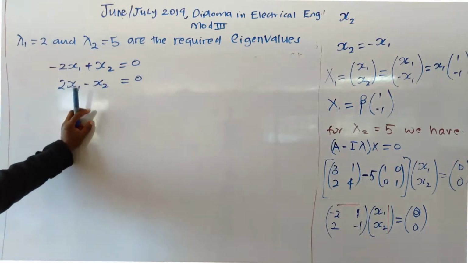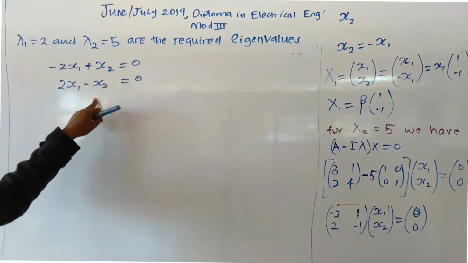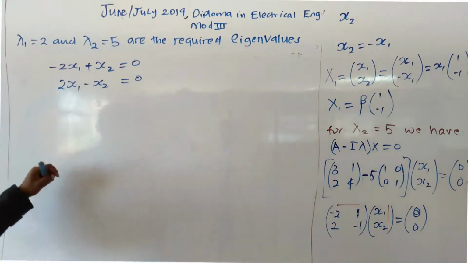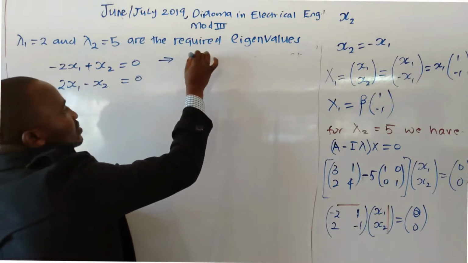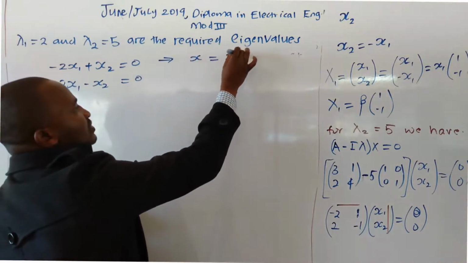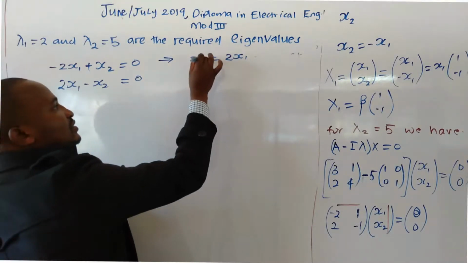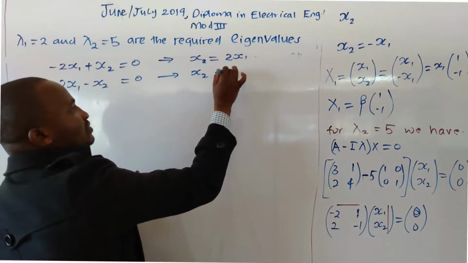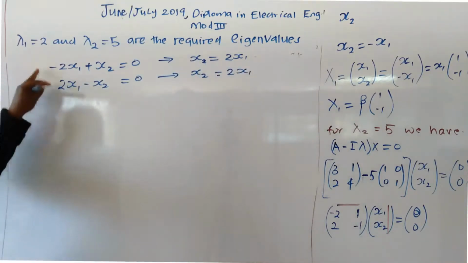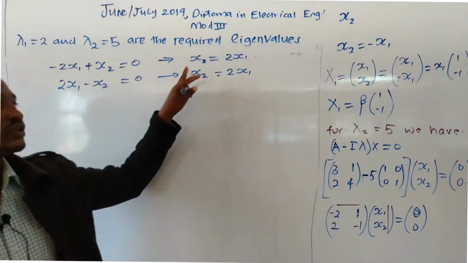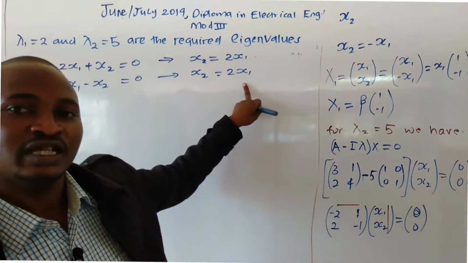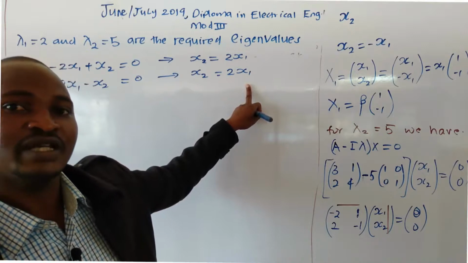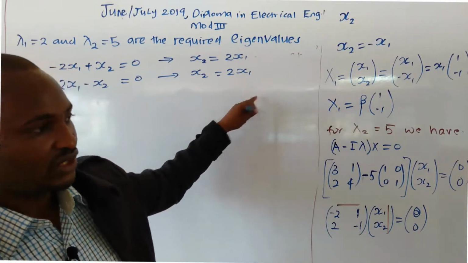Using either of these two equations, notice, if you write x2 in terms of x1, you get the same result. Because if you use this one, x2 is equal to positive 2x1. If you use this one, again x2 is equal to 2x1. Both of these equations should give you the same result. If they are not giving you the same result, you must have made a mistake somewhere, and therefore you should check where you went wrong.